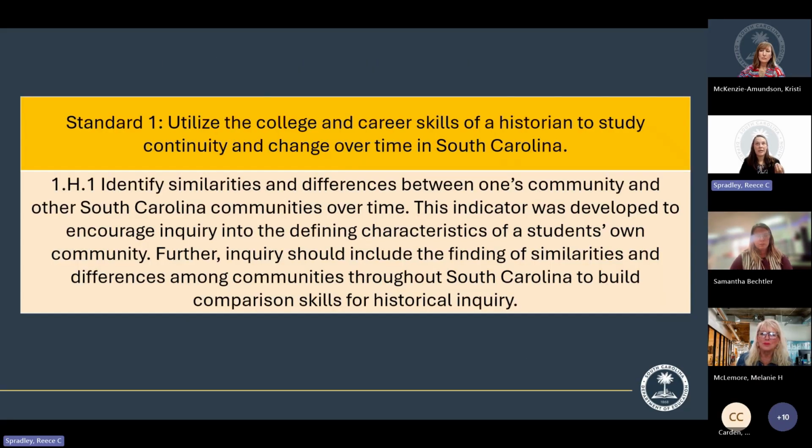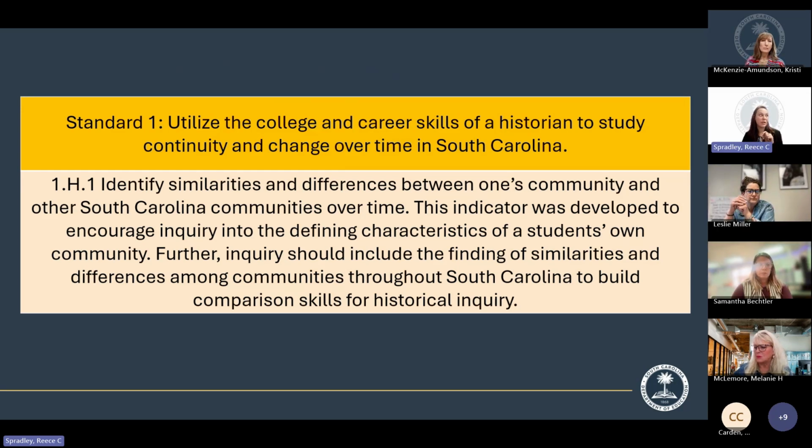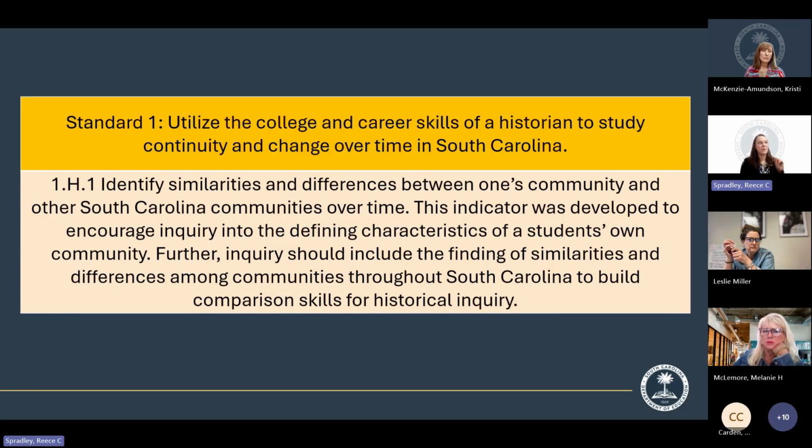So I wanted to take a minute and just practice pulling content out of a standard. I have pulled a 1st grade history indicator here, and I want to take a minute and analyze this for essential information. The reason I have pulled this 1st grade indicator is because depending on where you are in the state, your content for this indicator is going to look a little bit different, because it's specific to your community.